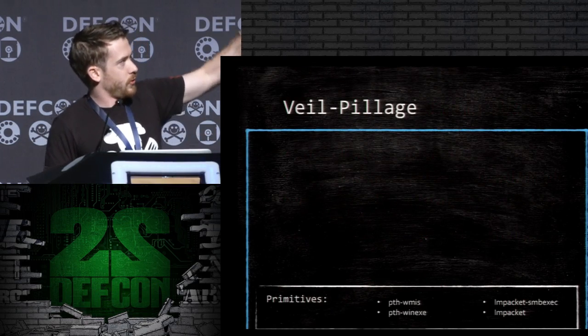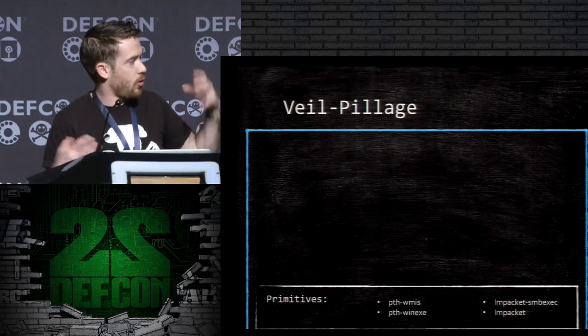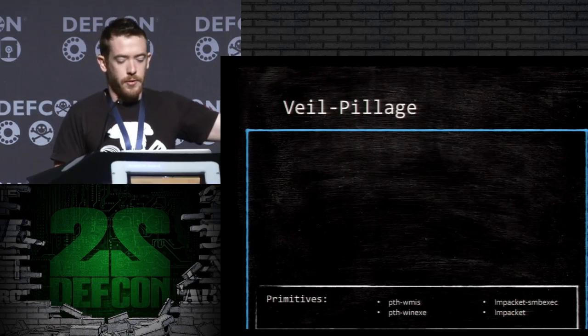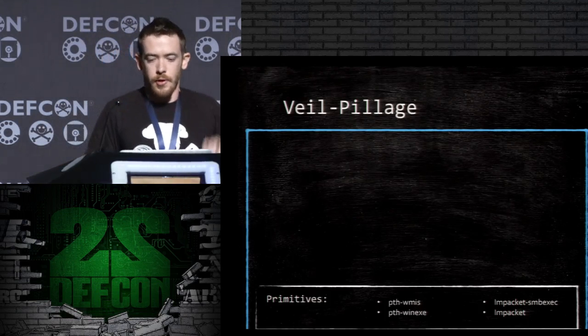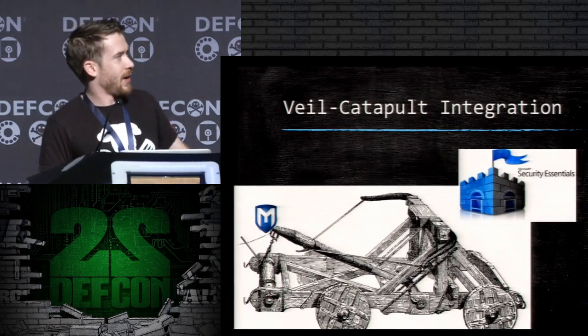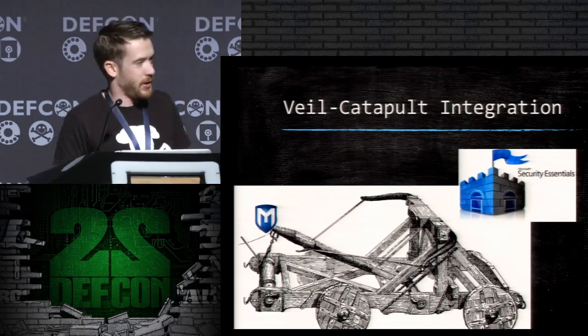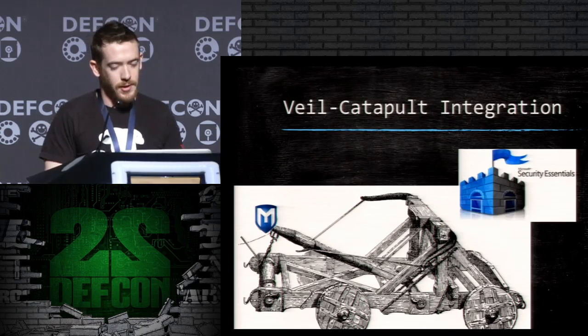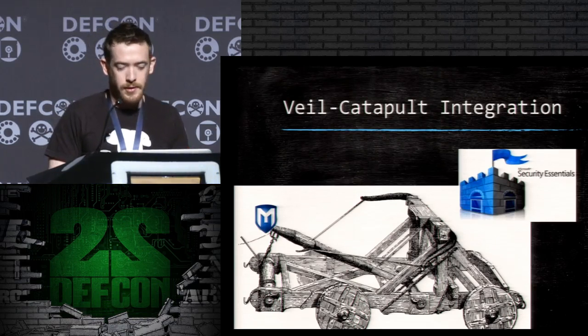So I'm going to be building this little diagram up showing you all the components of Veil Pillage. Right here at the bottom, these are the primitives that the entire framework is built on. So Veil Catapult, those are awesome little catapults with their Metasploit payload launching at the Security Essentials Castle. All the demo machines I recorded on had MSE updated and it still didn't catch anything a year later.